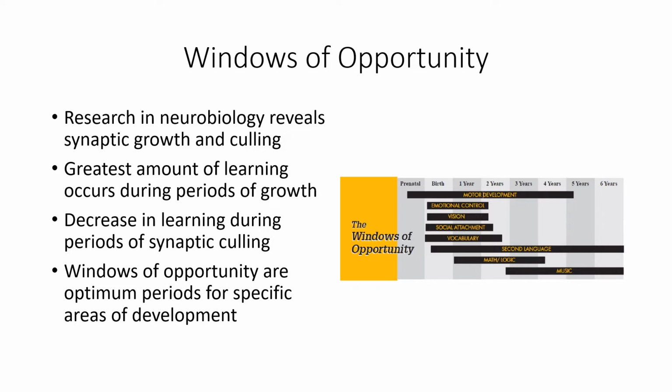I would also point out that they tend to be accompanied by very stormy emotional periods, because the synaptic culling usually takes place at around the age of 2 or 3, the terrible 2s, and it happens again at adolescence. And we all know that adolescence is not the easiest time emotionally. But these are also windows of opportunity which present optimum periods for specific areas of learning and development. And there are some that are really biologically set.